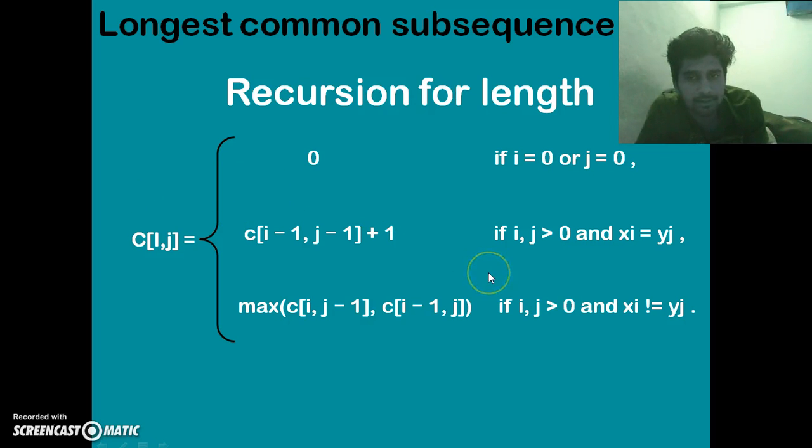And in the third condition, if i and j are greater than 0 and xi is not equal to yj, then we will take the maximum of c of i, j minus 1 and c of i minus 1, j, and the maximum value will be assigned to c of ij. This is the recursion of length.